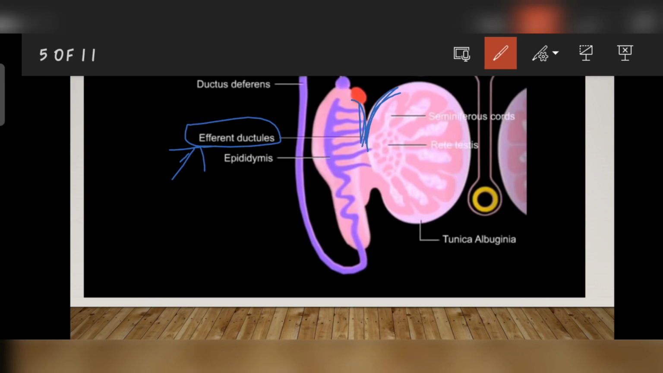The mesonephric duct, then this is the mesonephric duct. This mesonephric duct will form this mesonephric tubules. So these will form the epididymis. Then this duct continues further, forms the ductus deferens, so the vas deferens, then seminal vesicle, and later ejaculatory duct.